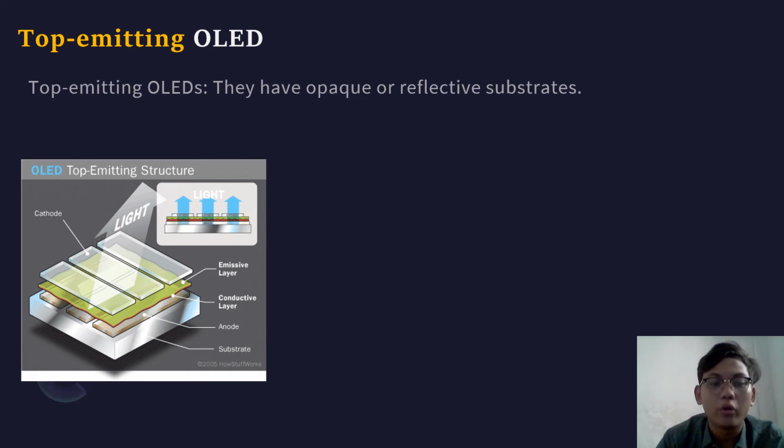Top emitting OLED. They have an opaque or reflective substrate. They mostly have an active matrix design since it fits best. This type is used in smart cards.